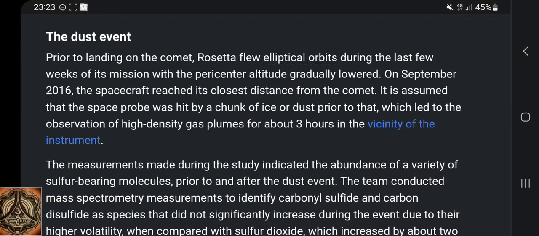Prior to landing on the comet, Rosetta flew elliptical orbits during the last few weeks of its mission with the pericenter altitude gradually lowered. In September 2016, the spacecraft reached its closest distance from the comet. It is assumed that the space probe was hit by a chunk of ice or dust prior to that, which led to the observation of high-density gas plumes for about 3 hours in the vicinity of the instrument.